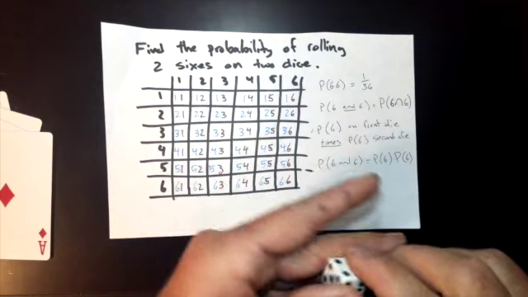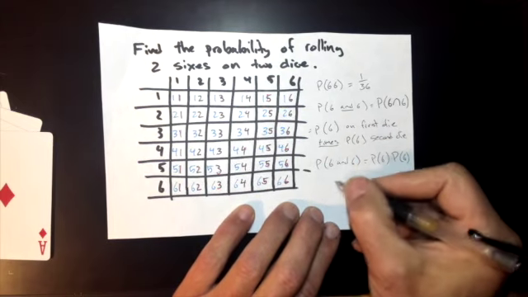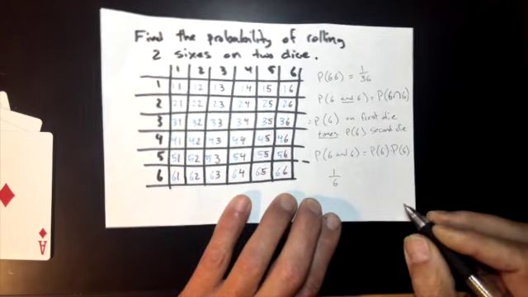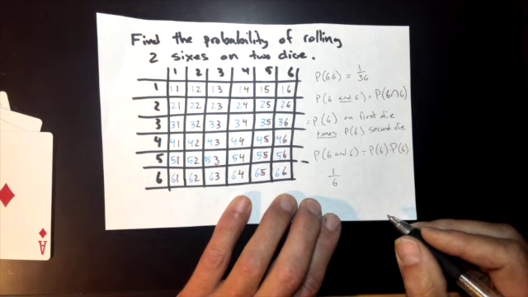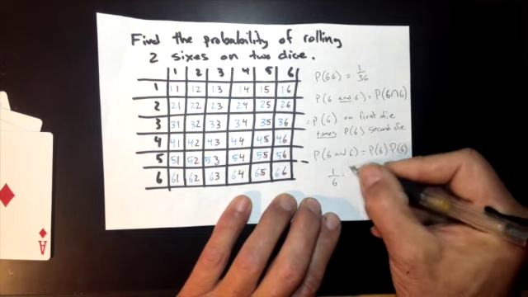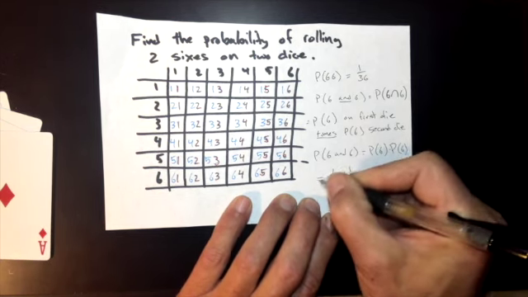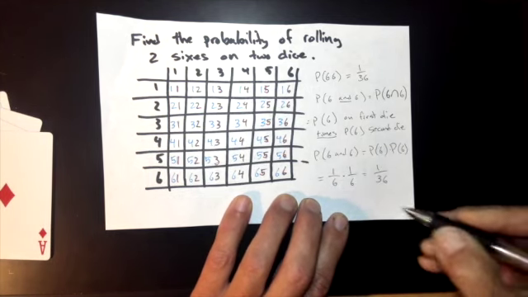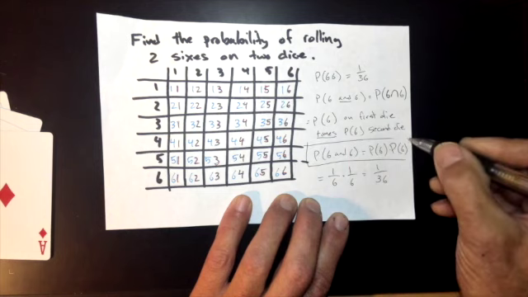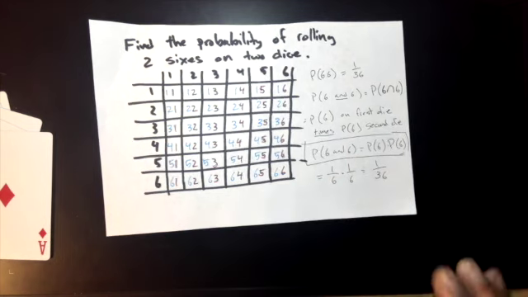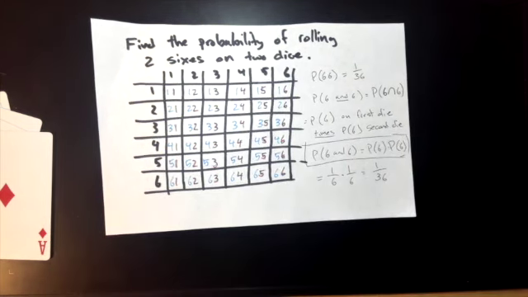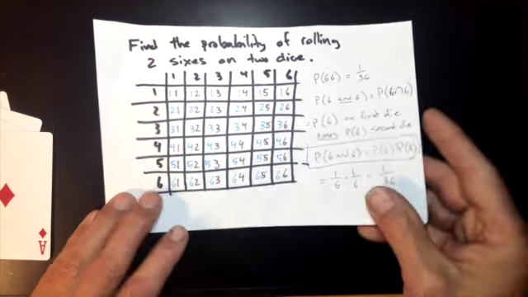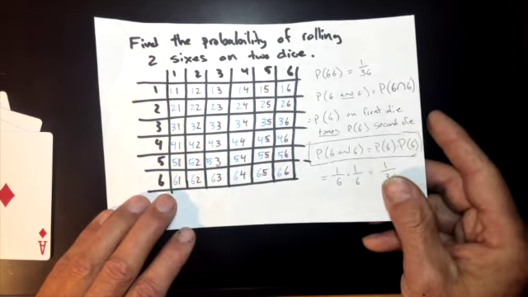both events have to happen at the same time. So I have a 1/6 probability that it happens once, and then if I want it to happen again, I'm going to have to multiply that by 1/6. So that equals 1/6 times 1/6, which is 1/36. So we can see that this works for us if the events are independent. That's it. Most events that we could think of are independent.